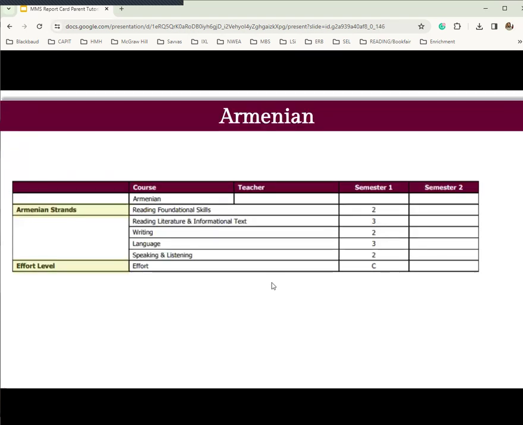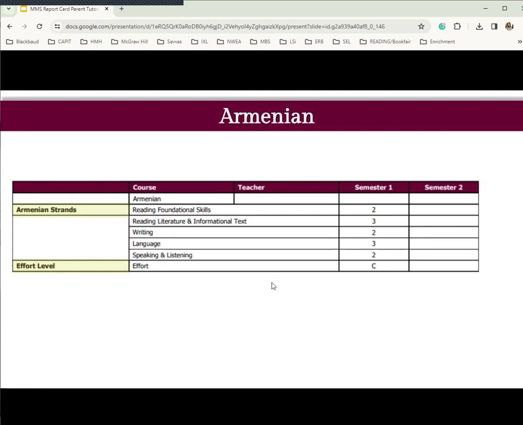Armenian is now also aligned to the standards and mimics the English Language Arts strands. So it's very similar. You'll see reading foundational skills, which is the phonics, the ability to read, versus the comparison, which is literature and informational text, the comprehension, writing, language, speaking, and listening in Armenian, as well as their effort level.